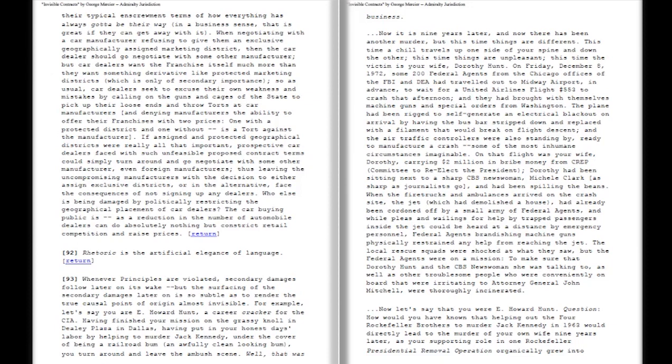The car buying public is, as a reduction in the number of automobile dealers can do absolutely nothing but constrict retail competition and raise prices. Return. 92. Rhetoric is the artificial elegance of language.